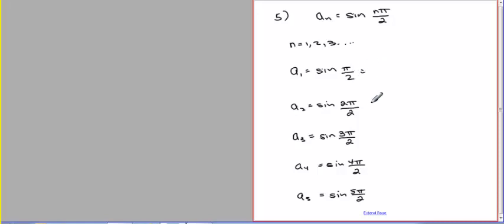Okay, so those we don't have change here. We can simplify that down to pi. That one's fine. Here we get the sine of 2 pi. And so we can put all our answers out here. These will be our first 5 terms.